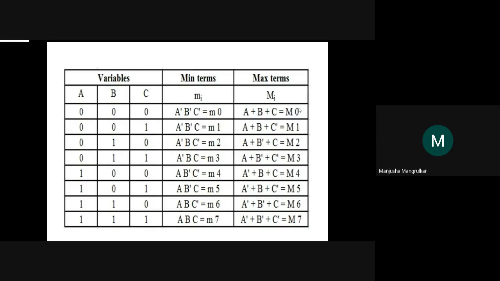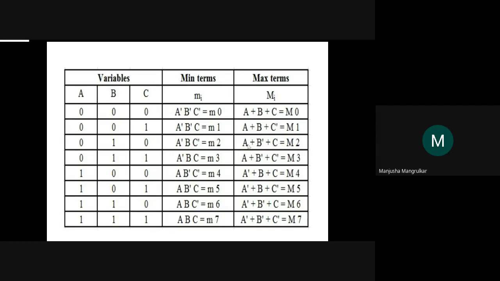Right? Next, 0, 0, 1. So what is it in the min term? A complement, B complement, C, small m. Now here, A or B or C complement. That is C complement. Right? In the min term it is a 1, and in the max term it is a 0. Right? That you have to understand. Then 0, 1, 0, that is A complement B C complement, which is M2. So A B complement C, just see the reverse things here.